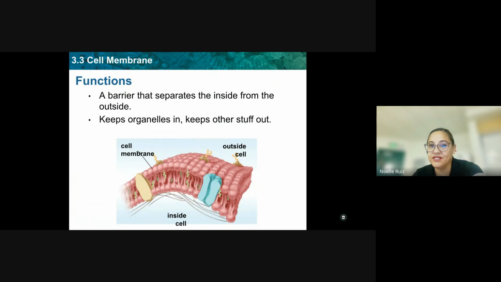Functions. It's a barrier that separates the inside from the outside. Like I said, it keeps organelles, cytoplasm, all the good stuff in, and keeps other stuff out. And it is not just a solid piece of tissue. That is actually a picture of it up close. And you can see there's lots of different structures, lots of different things that make up the cell membrane. We're going to talk about each of those structures because they each have a different function, just like our organelles.